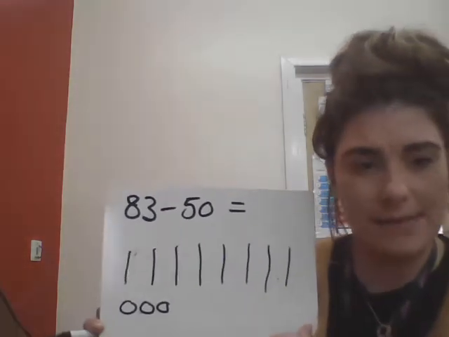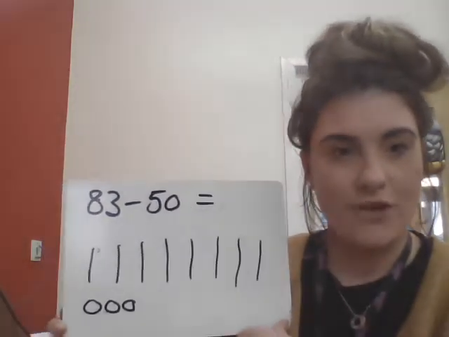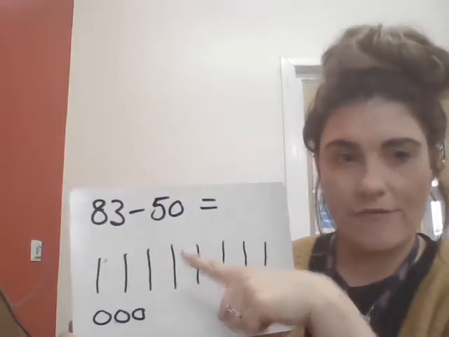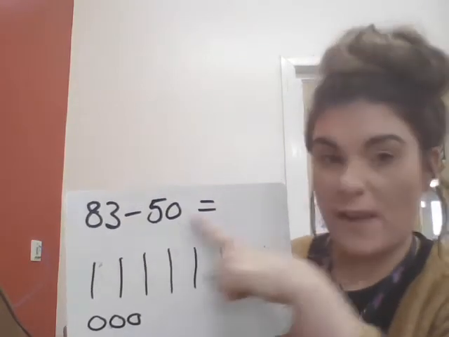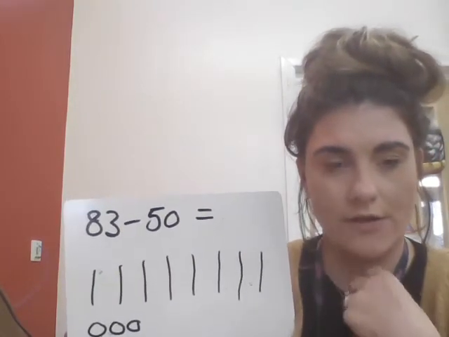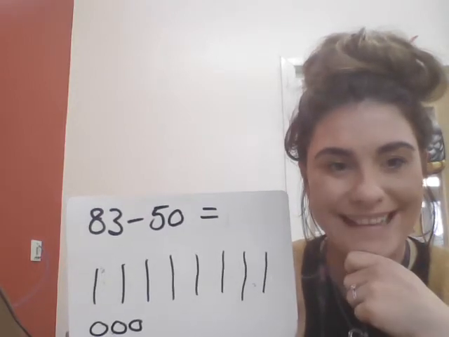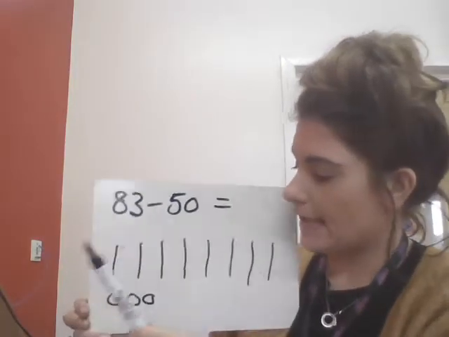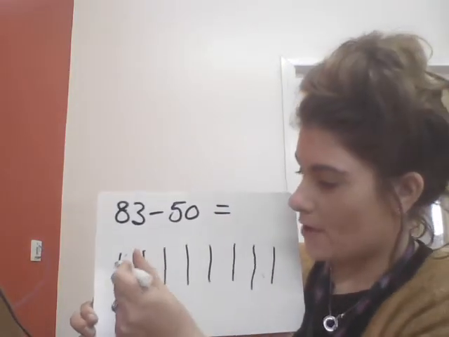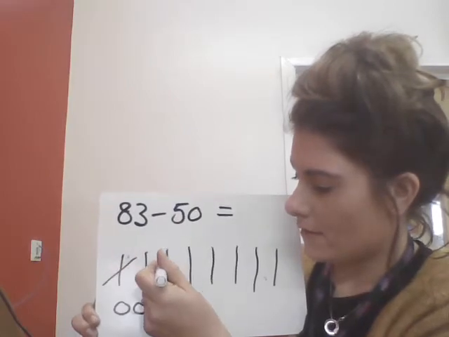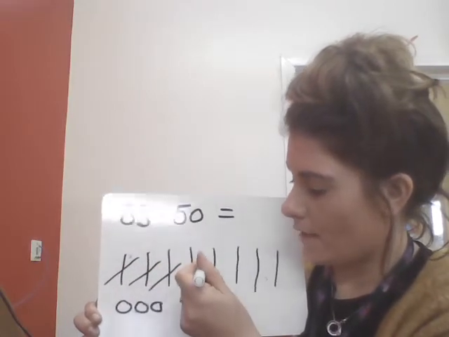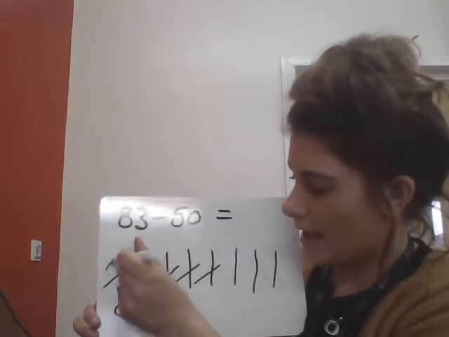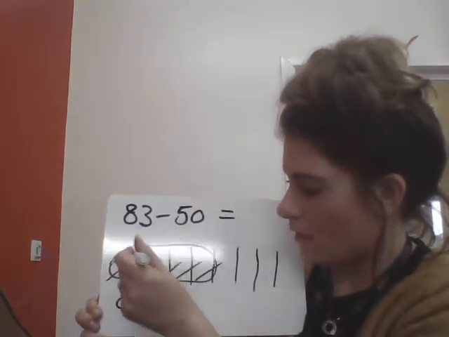So it's asking me to take 50 away. How many tens am I going to cross off? Tell your grown up. So I've drawn 83. I'm going to take away 50. So how many tens am I going to cross off? Just whisper to your grown up. I'm going to cross 5 tens off, aren't I? So we'll do it together. Hope you can see. So 83, take away 10, 20, 30, 40, 50. So I've taken away all of those tens now.